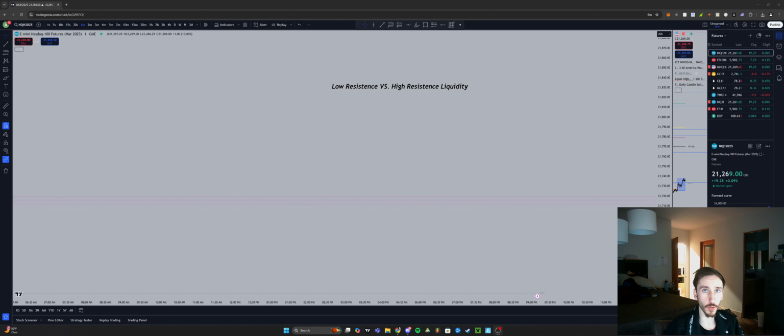So today we're going to be going over low resistance liquidity versus high resistance liquidity. So this concept is very simple.